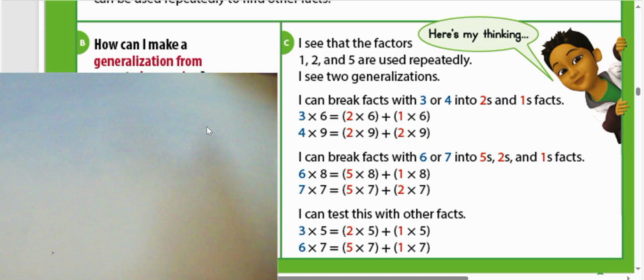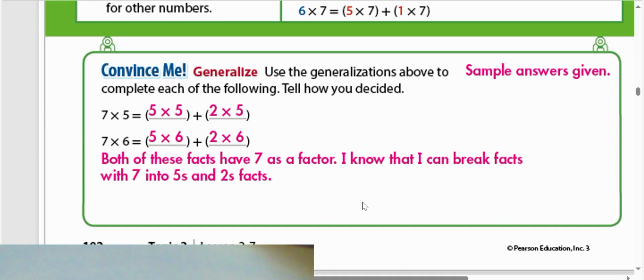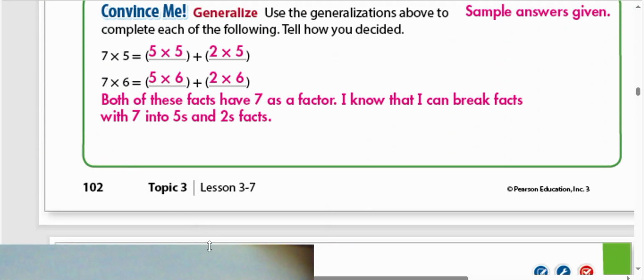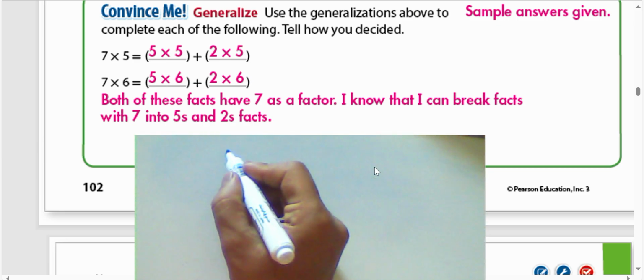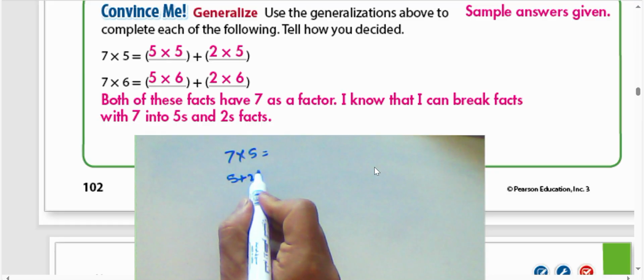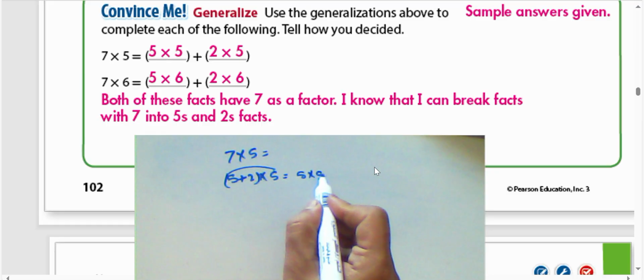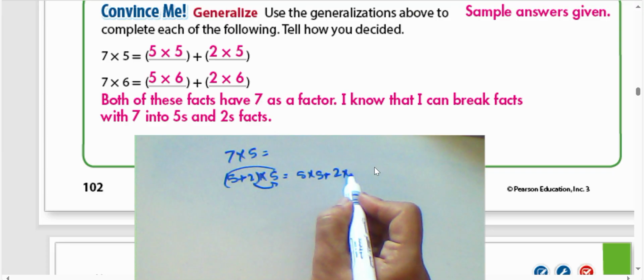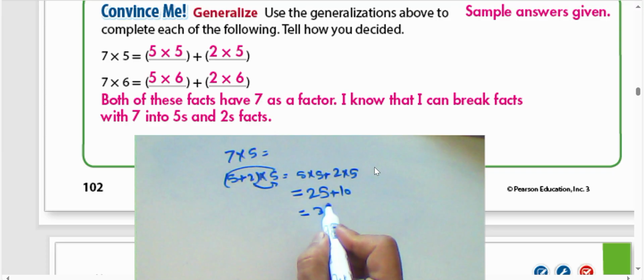Okay, we use the distributive properties here. Next question. We can find with the method here 7 times 5. Look at here, 7 times 5 equal, we know 7 equal 5 plus 2. 5 plus 2 times 5. Using distributive properties, 5 times 5 plus 2 times 5. 5 times 5 is 25, and 2 times 5 equal 10. Then the result will be 35.